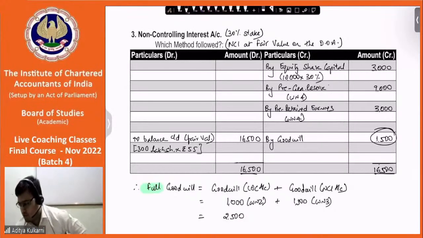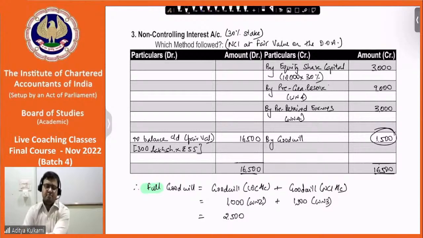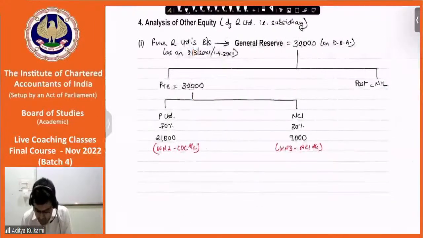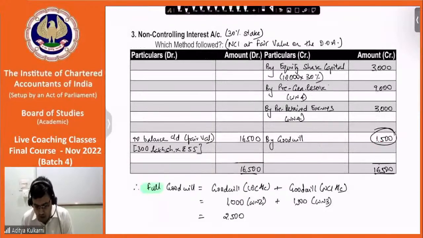This is full goodwill. Shivashankari, did you get the formats in the assignment section? You can check it. Okay. So full goodwill is 2,500. All right. So that completes working note number 3. That completes working note number 2. That completes working note number 4.